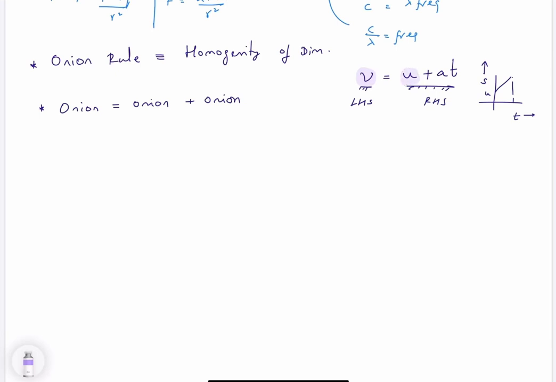Plus. Just to give you a basic understanding of what this onion rule is about, and this rule is very helpful in the forthcoming cases. Onion equals onion plus onion. I'm giving it in this form so that you can easily compare the equal to and the plus. Then at, this is also an onion. Although it's a very big onion, it's still of the same kind. This is also an onion. U is also an onion, at is also an onion.